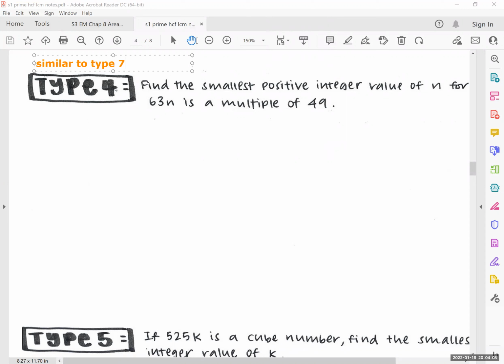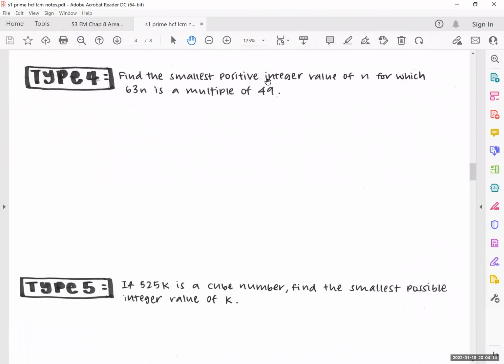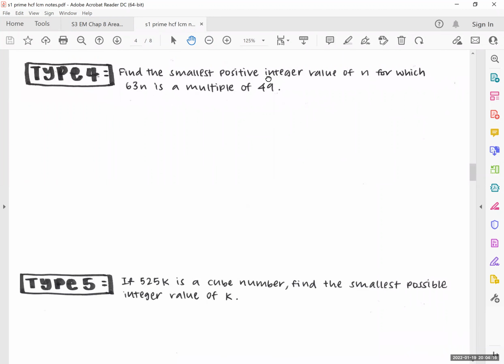Okay, so now why do I ask you to write that? And what is this type 4 about? So type 4 is the last part before we go on to do working backwards. Working backwards is the most difficult one. So what is this type 4? Type 4 is this kind of question type. It's called an LCM question type. Now, why do I say it's an LCM?